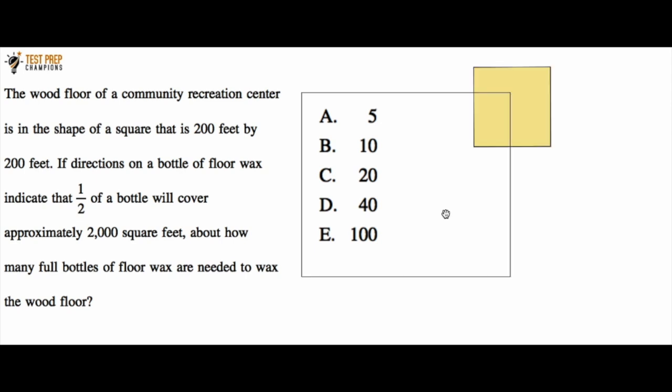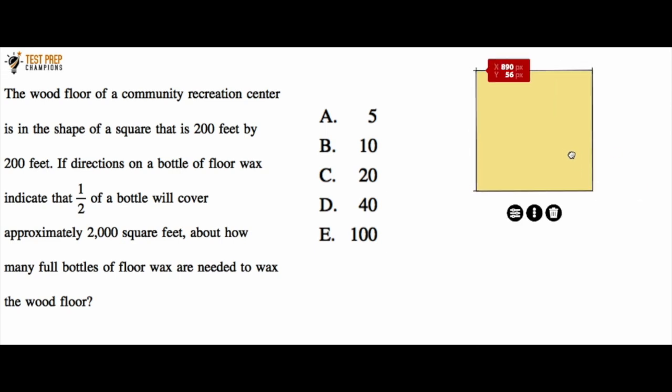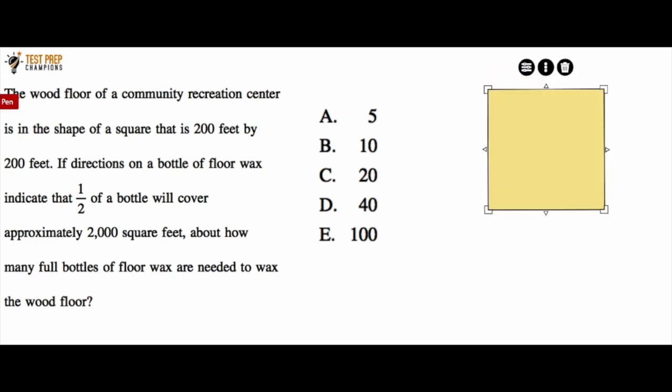Okay, so let me put this square here just to help us visualize the question, because we're told that we've got a floor shaped like a square, and the dimensions are 200 feet by 200 feet. And we're told that half a bottle will cover about 2,000 square feet.